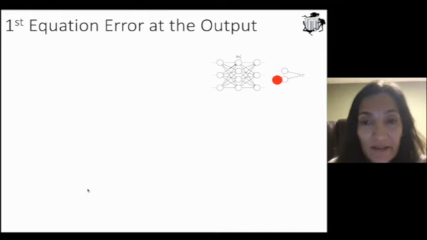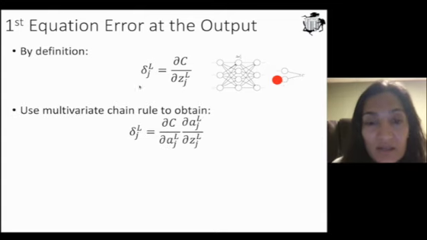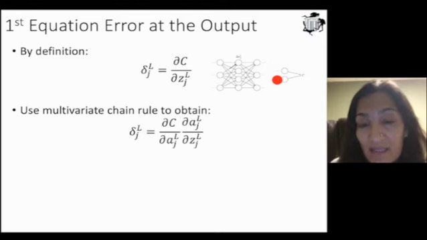So let's see how we come up with that logic here. By definition, the error at the output node is the partial derivative of the cost function with respect to this weighted sum coming into the last layer's node. You basically have to use the chain rule to get the idea that this is the derivative of the cost function with respect to the activation, which is out here, and then the activation with respect to the weighted sum coming into the input.